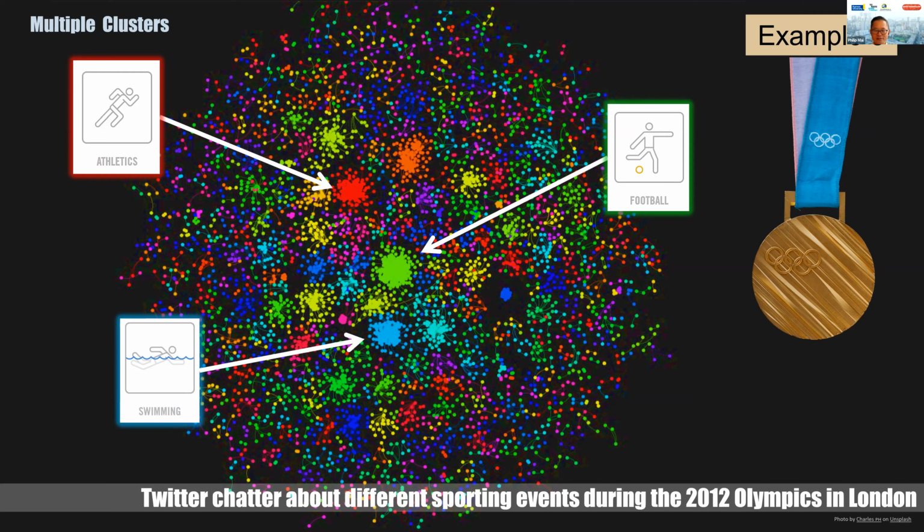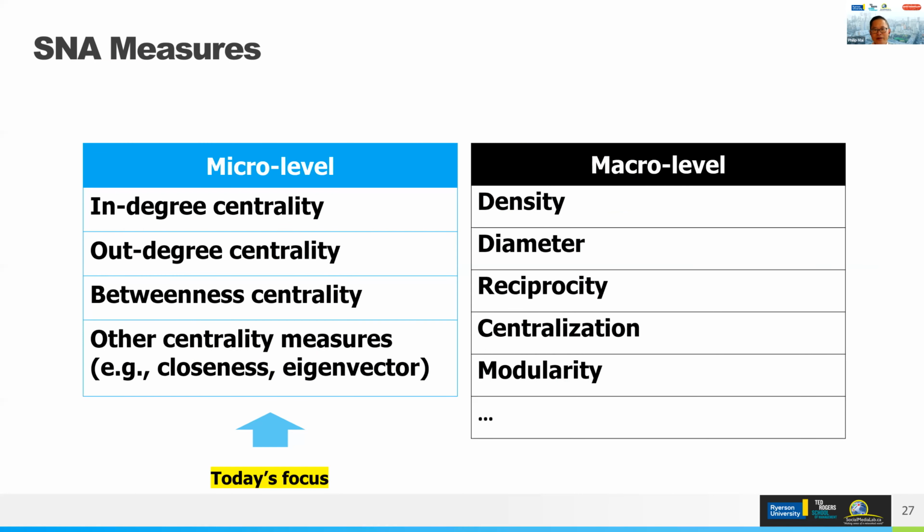There are 2 main categories of SNA measures: micro level measures, which are basically individual node level metrics, and macro measures, which tell you about the network as a whole. Due to time limitations, I'll quickly go over a few of the micro level measures just to give you a sense.